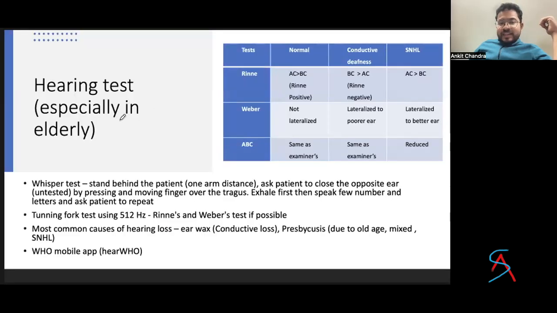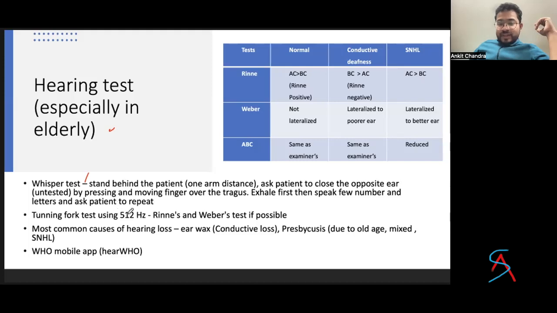Then, especially in an elderly case, they might ask you about the whisper test, which is done by standing behind the patient, at one arm's distance. Ask the patient to close the opposite ear, the one untested, by pressing and moving the finger over the tragus. This is called masking. Then exhale first, and speak slowly a few numbers and letters, and then ask the patient to repeat it. This is a very crude test.